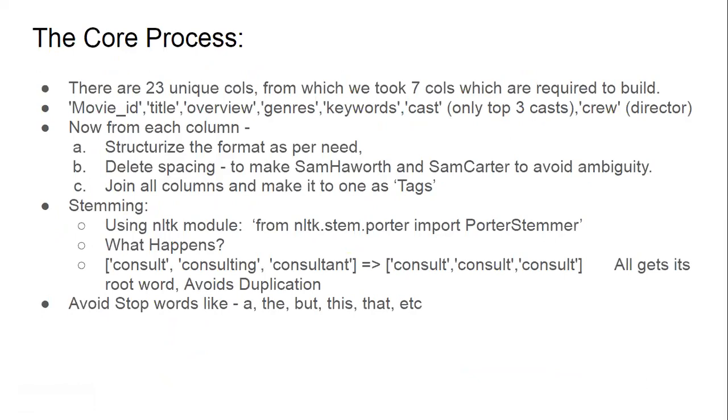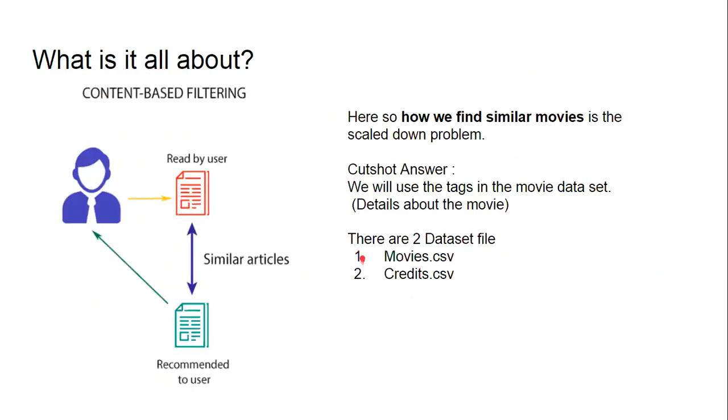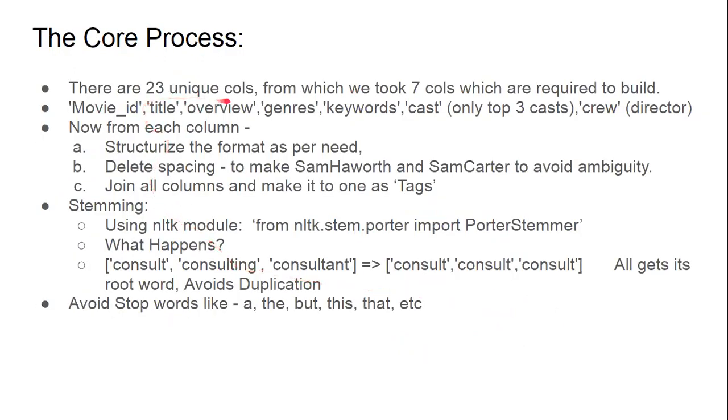So now the core process begins. We have two dataset files over here, out of which there are 23 unique columns, but we are only taking 7 columns which are required for the build. This can differ from project to project, model to model, and developer to developer. I am taking movie ID, title, overview, genre, keywords, cast. In the cast, I take only the top 3 actors, and from the crew I'm taking the director. By this I'm taking the required data, and then I'll be structuring it, because if you see the data frame, it is in a different structure. We will be making it into a simpler structure that we need.